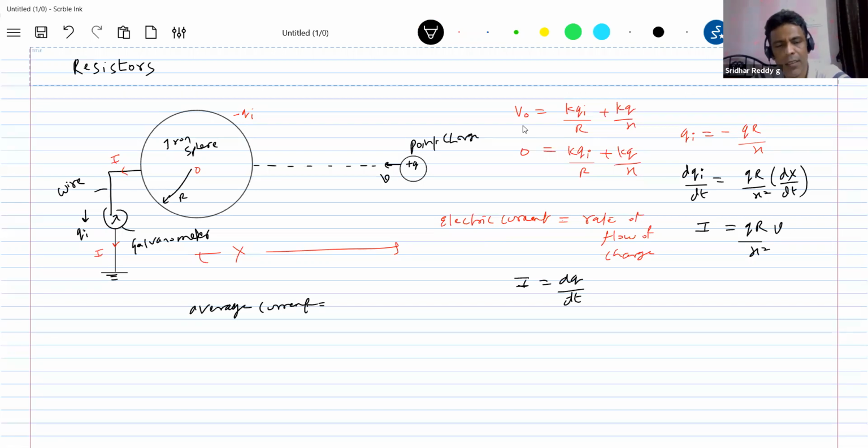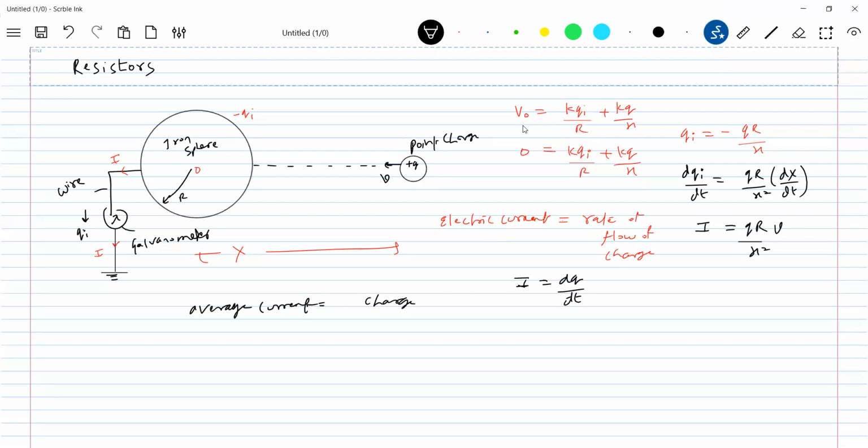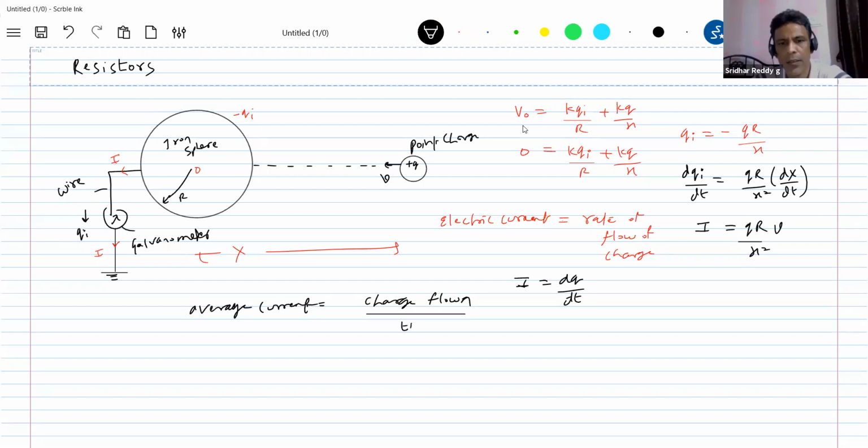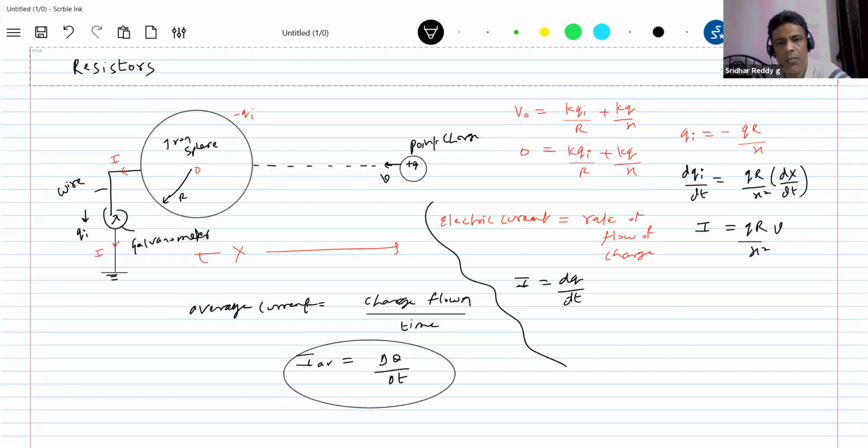Average current we define as charge flown per unit time taken, so I average equals delta Q by delta T. Hereafter, whenever I say current, I'll be saying instantaneous current only. If it is the average, I will mention it specifically. So charge flown per unit time is what we call current.